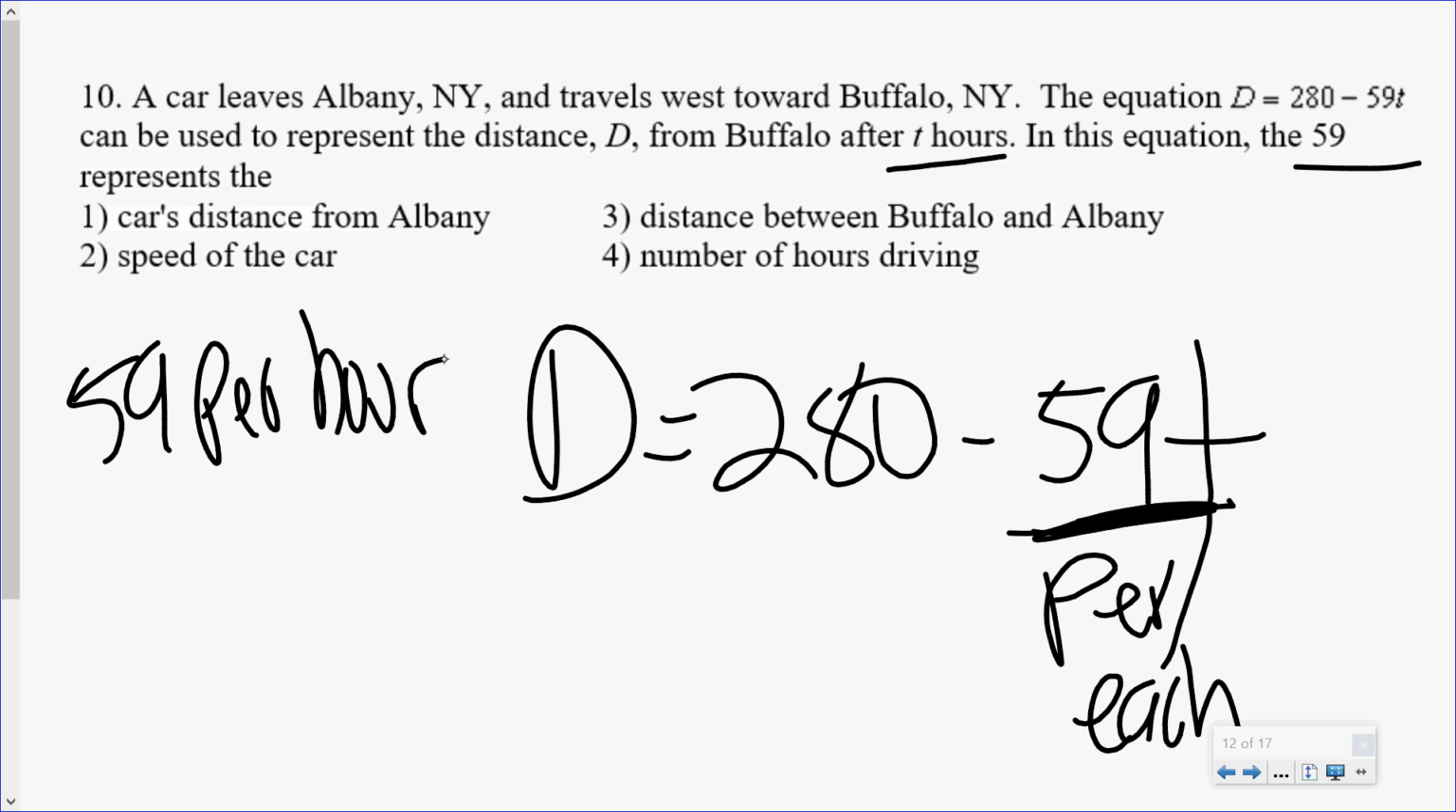Which of these choices represents per or each? Is the distance from Albany a per or each? No. Is the speed of the car a per or each? Yes, the speed of the car is miles per hour. The distance between Buffalo and Albany is not a per or an each, and the number of hours driving is not a per or an each. Per or each is a rate, speed is a rate. That would be your answer. So I thought that question was a little tricky because you're looking for per or each, but speed is per. Speed is each.